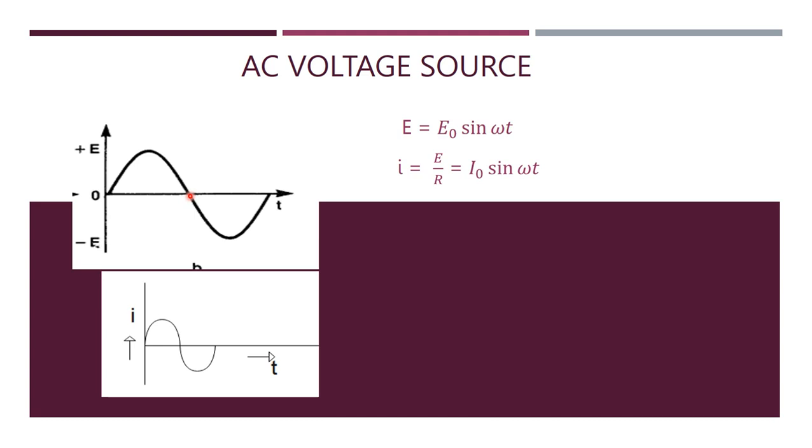The corresponding current I can be written as E by R when this source is connected to an external circuit, which is a resistance R. Then current I is equal to I0 sin omega t, and that waveform is given by this. Here I0 is the peak value at time pi by 2 omega.